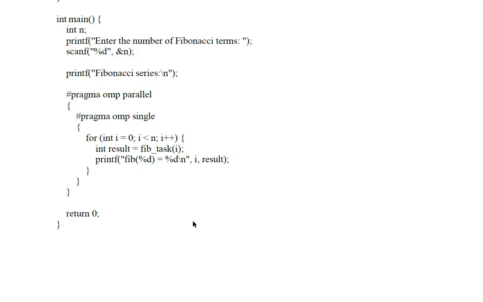So Fibonacci of 5 is 5, and Fibonacci of 6 is the addition of the previous two, that is 3 and 5. So Fibonacci of 6 is 8. That completes the Fibonacci numbers.